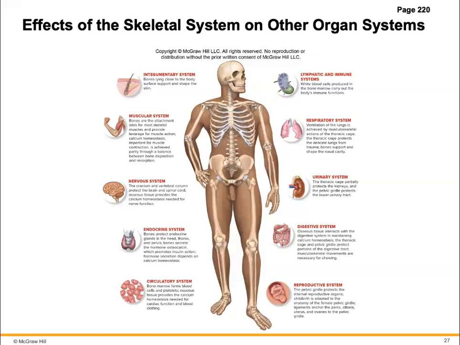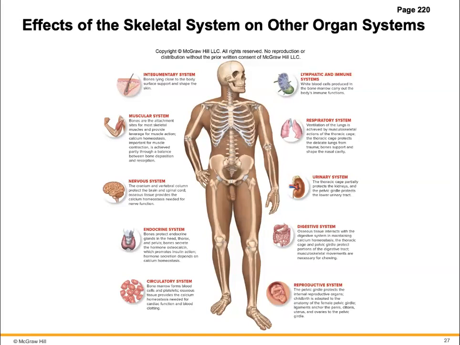Calcium homeostasis is maintained through our endocrine and nervous systems. The circulatory system's attached to the skeletal system based on the fact bone marrow is where our blood is formed. So lots of connections between these. Take the time to read through them and become familiar with them.